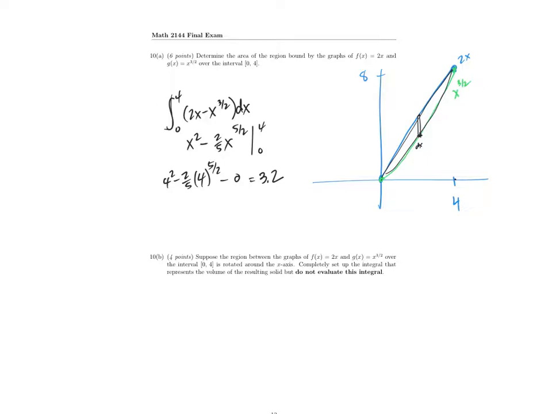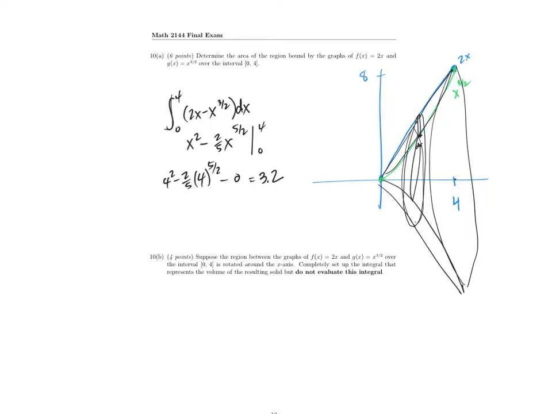So the next one says, suppose the region between those two graphs is rotated around the x-axis. So in other words, I want to take this solid that I have here, and I'm going to rotate it around the x-axis. And so it's going to look like kind of like a trumpet. And so if I think about that slice, what's that slice going to make? It's going to make a disc here.